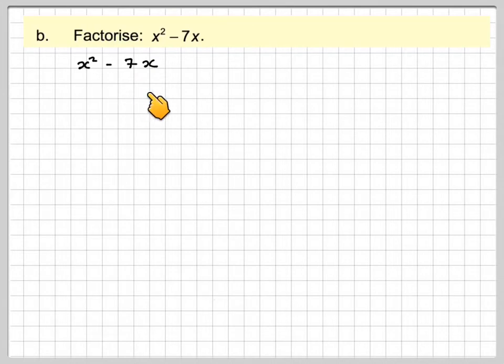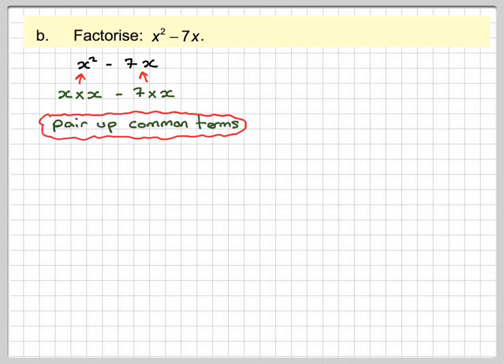Factorise x squared minus 7x. Some of you can just do this straight away, but if you can't, x squared is x times x, and 7x is 7 times x. Underline what's common, the pair of common terms. There's an x and x which is common. So that comes out, and then in the bracket we just get an x from here, minus 7 from here. Alright, so just repeat that. The x comes out because it's common, and then what's in the bracket? We've got an x, a minus sign, and a 7.